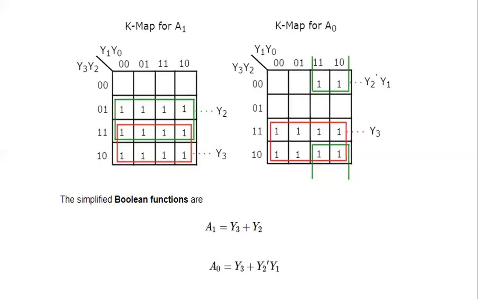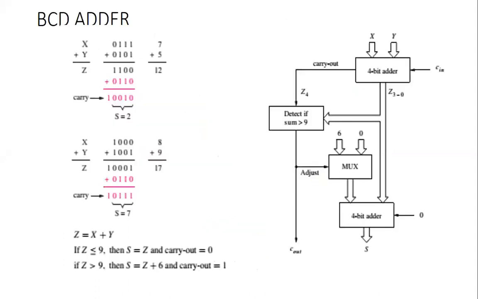The next combinational circuit example we are going to take is a BCD adder. So what is a BCD adder? A BCD adder will add 2 digits, and it will give you the result in BCD format. Z will be X plus Y. If Z is less than or equal to 9, then the correction is equal to 0. If it is greater than 9 or if there is a carry, then we'll add a 1.